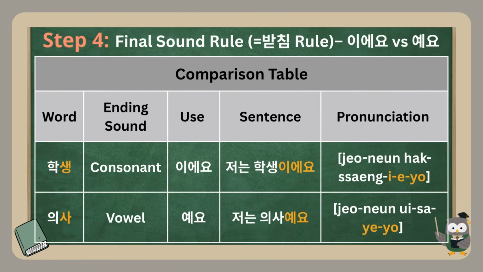Here's a side-by-side comparison. 학생 ends with a consonant, so we say 저는 학생이에요. 의사 ends with a vowel, so we say 저는 의사예요. That's how you apply the Batchim rule in real conversation.